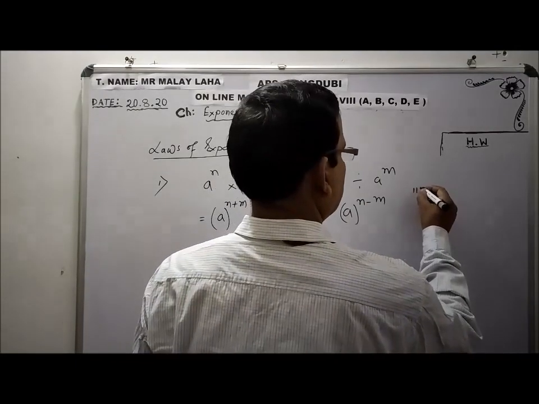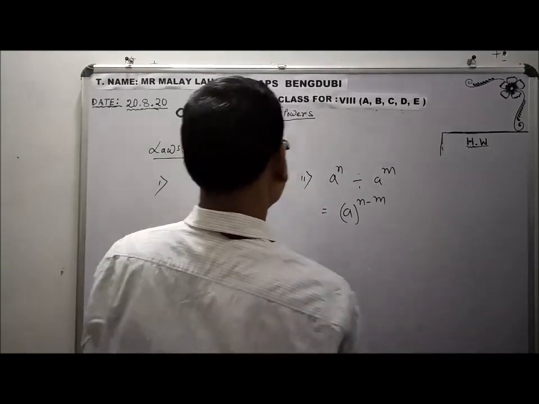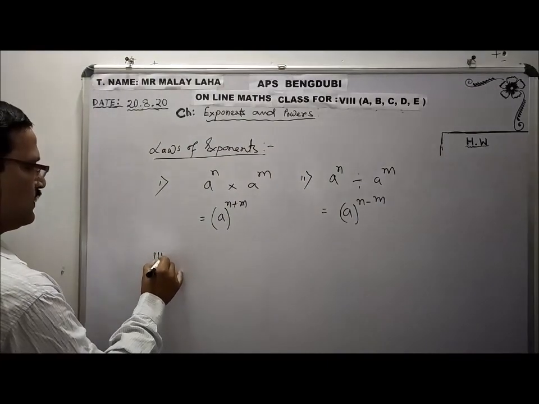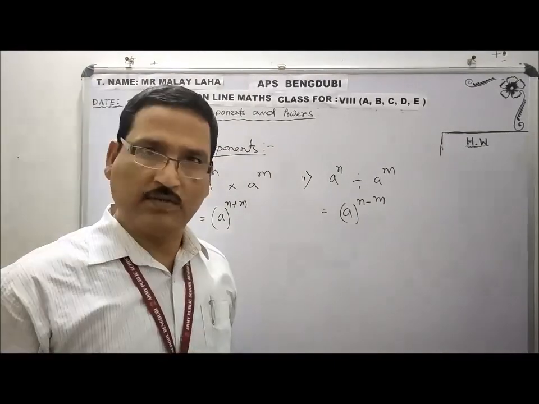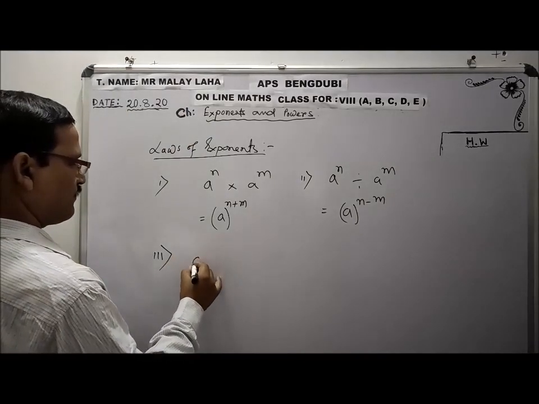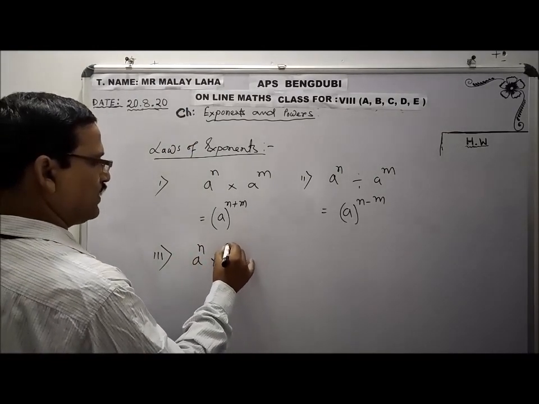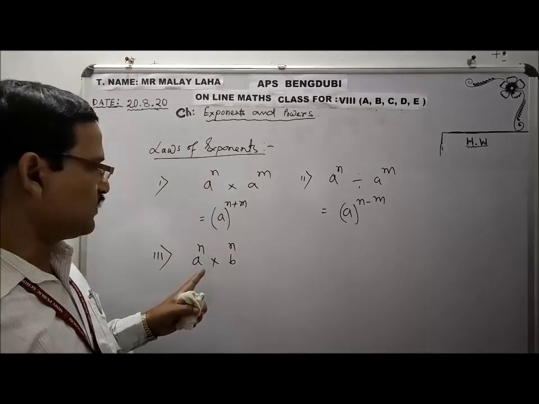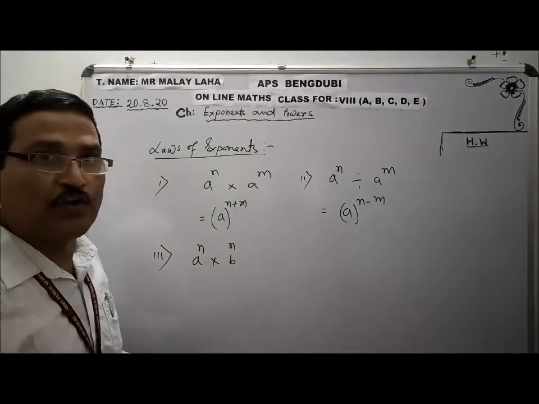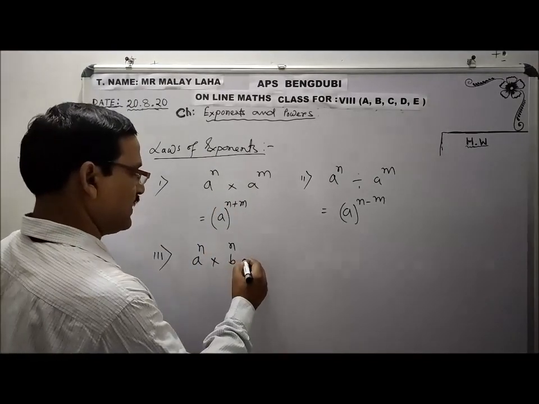Now number 3, when two numbers... this is very, very important and its use is maximum in class 9th only. Write down a raised to n multiplied by b raised to n. This is in the distributive form. We have to write it in non-distributive form. As you have seen in this video also, this is used maximum in class 9.